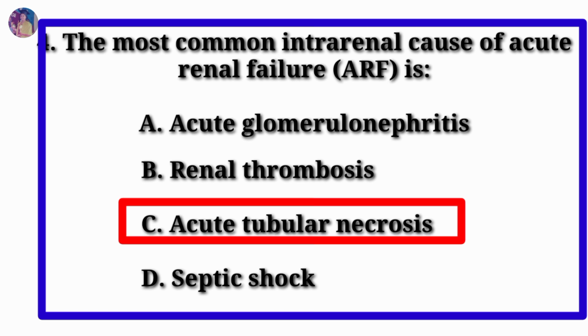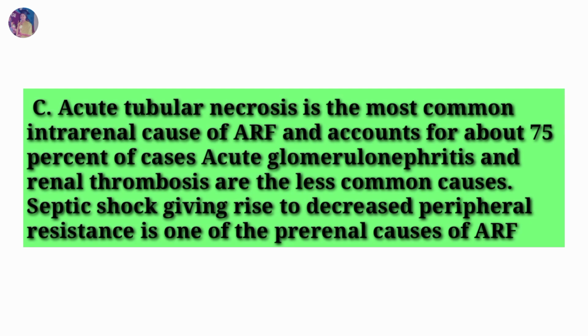Acute tubular necrosis. Rationale. Acute tubular necrosis is the most common intrarenal cause of ARF and accounts for about 74% of cases. Acute glomerulonephritis and renal thrombosis are the less common causes. Septic shock giving rise to decreased peripheral resistance is one of the pre-renal causes of ARF.